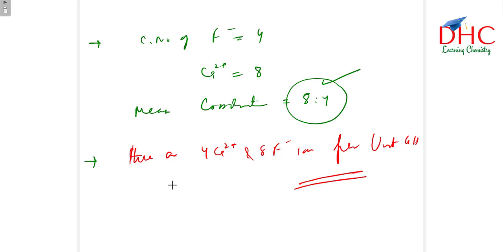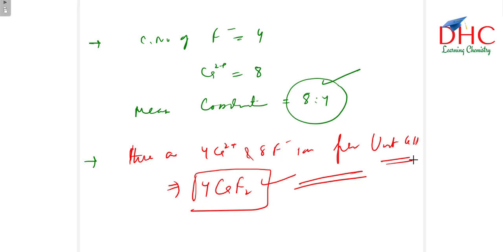So how many calcium fluorides are there? Obviously we can write it like this: calcium fluoride हम लिखेंगे 4 times. क्यों? 4 calcium, 4 2s are 8, 8 fluoride. So we have 4 calcium fluoride units present per unit cell. So there will be 4 calcium fluoride units per unit cell in this particular structure.